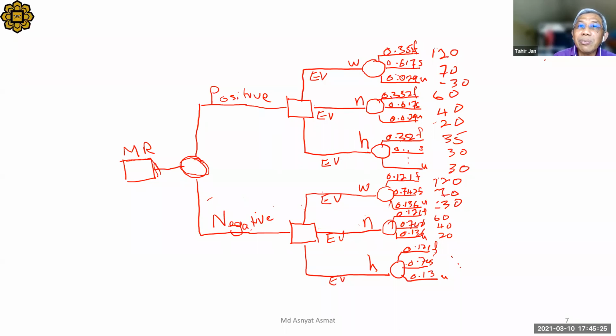So 0.352 times 120 plus 0.617 times 70 plus 0.029 times negative 30, you will get the expected value of widget equals to, what do you get? About 84 something? 84.68.